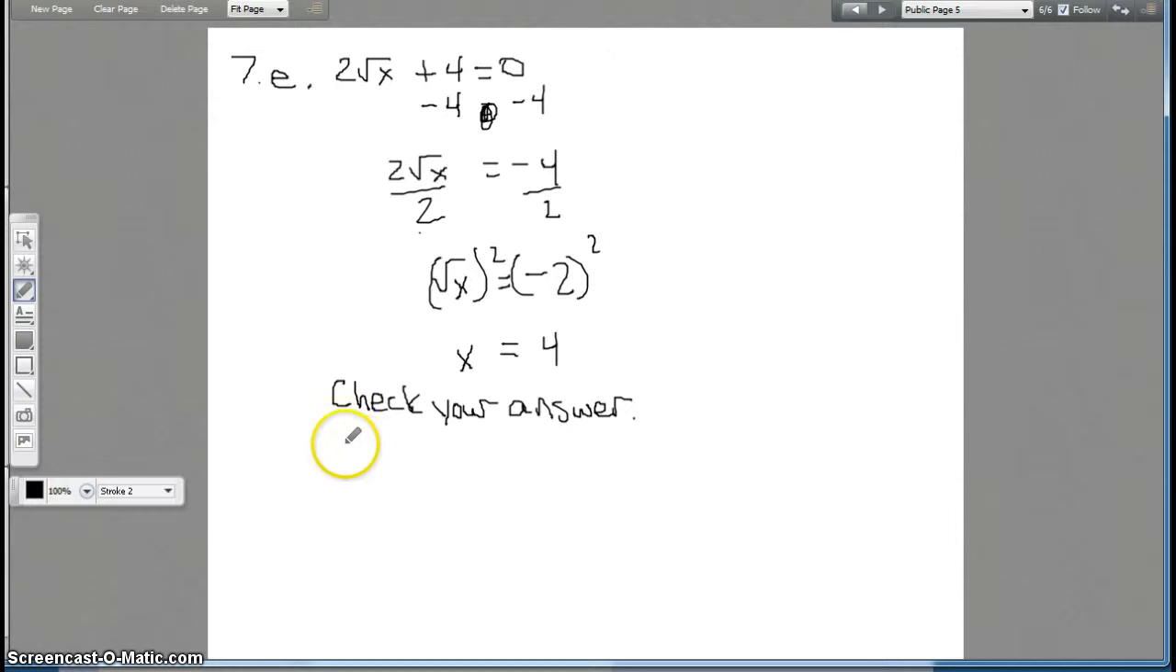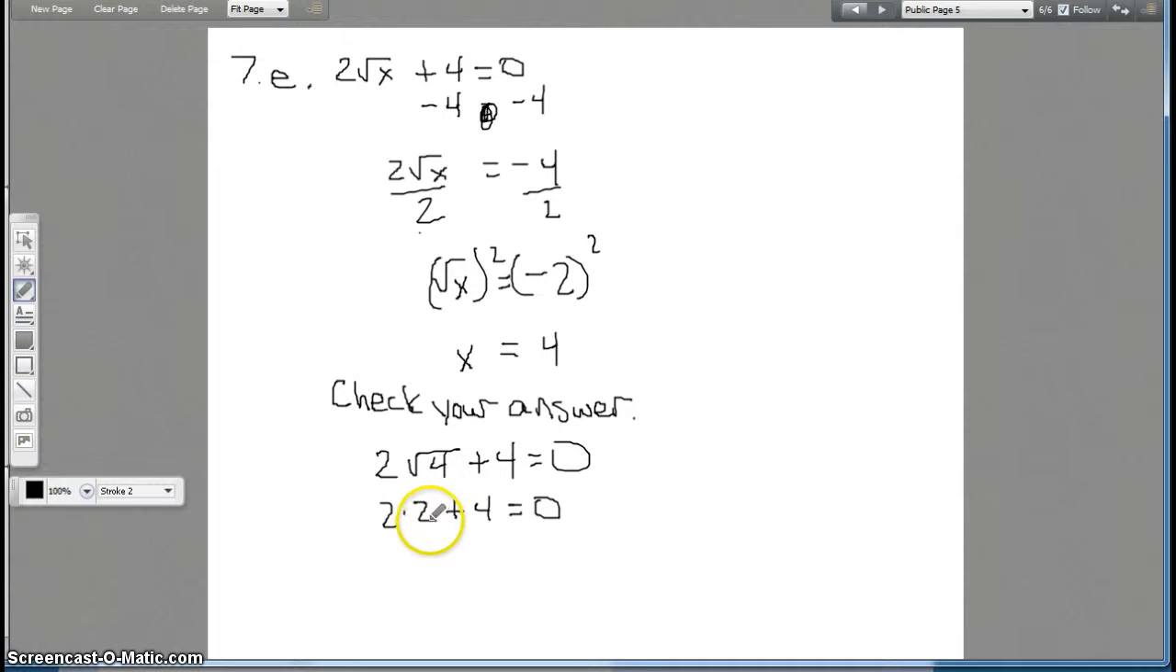So our original equation was 2 square root x plus 4 equals 0. So we're going to replace our x with 4. So we're going to have 2 square root 4 plus 4 equals 0. Well, what is square root 4? The square root of 4 is 2. So this is really 2 times 2 plus 4 equals 0.